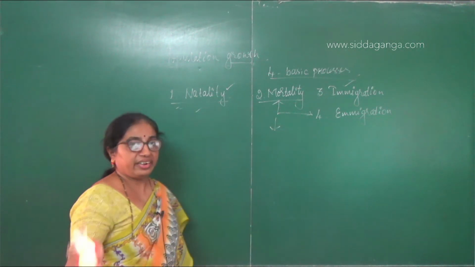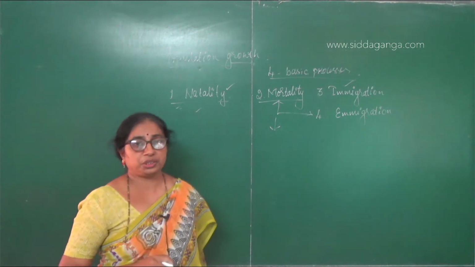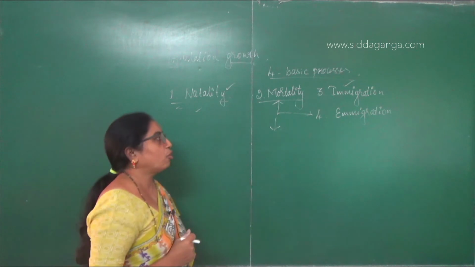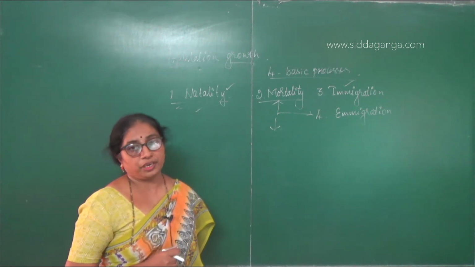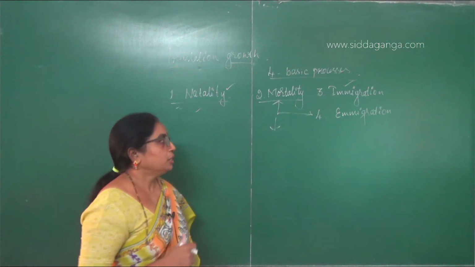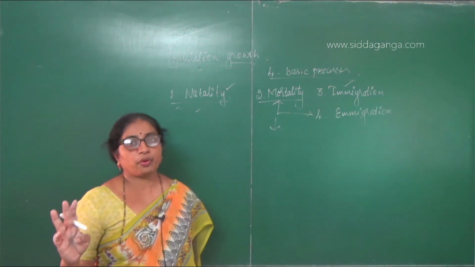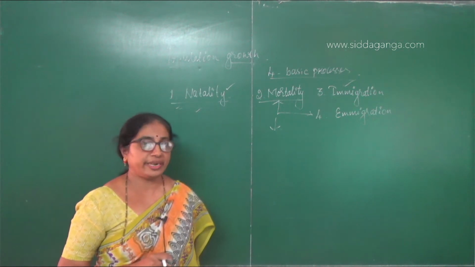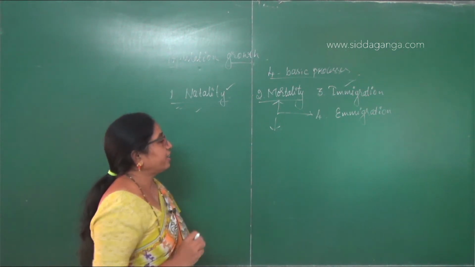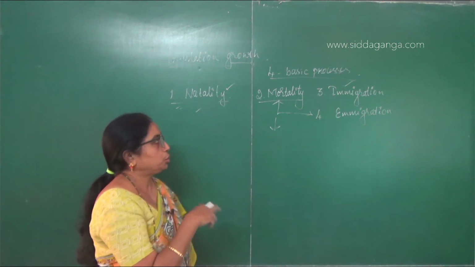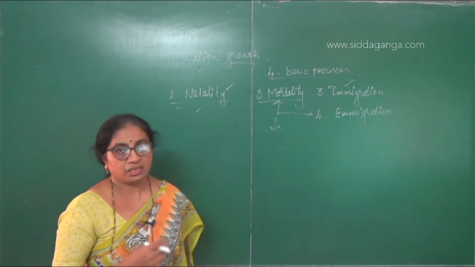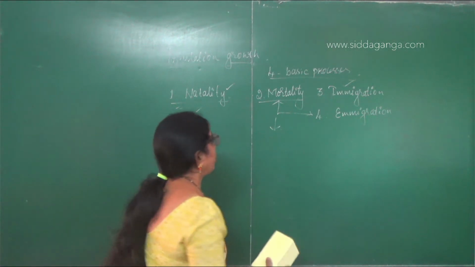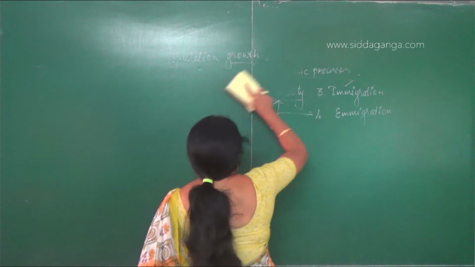So natality and immigration will increase the population size of a habitat, whereas mortality and emigration will decrease the number of individuals or decrease the population size in a given habitat. So these are the four basic processes that will alter the population density. There is a diagrammatic representation to show all these basic processes. We will try to write that diagram because that is very important from our NEET exam point of view.